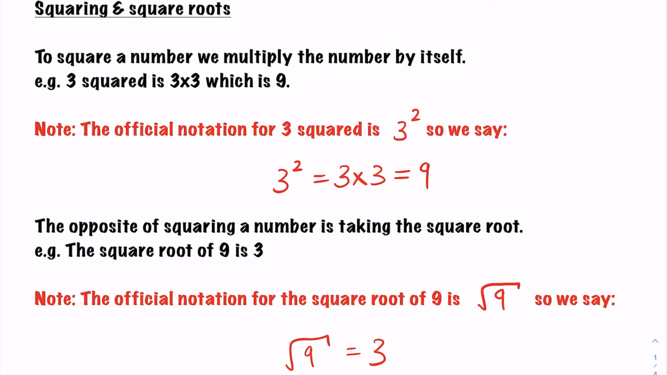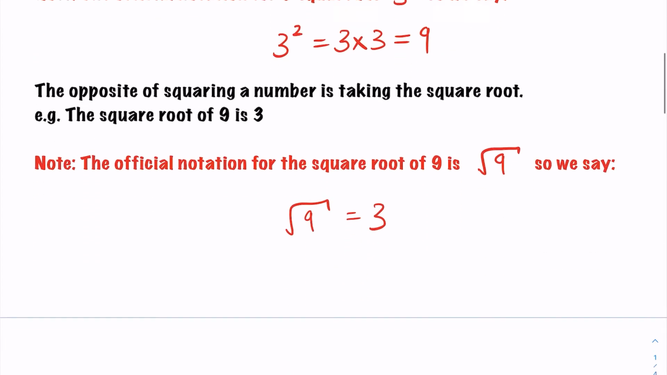So it says here, the opposite of squaring a number is taking the square root. For example, the square root of 9 is 3. Since we know that 3 squared is equal to 9, then the square root of 9 takes us back to 3. And the official notation for the square root of 9, you can see here. So the square root of 9 we know to be 3.